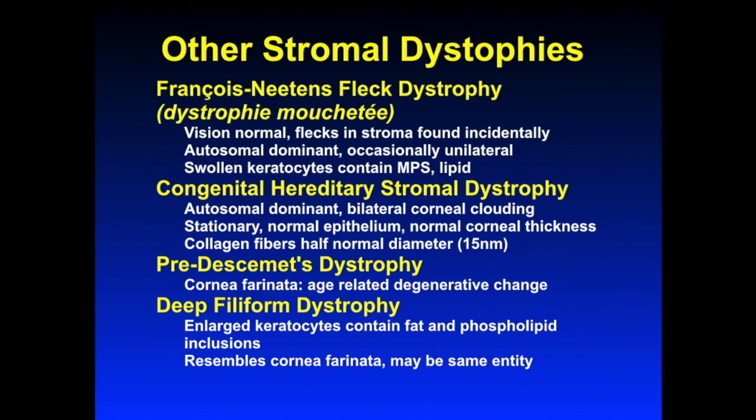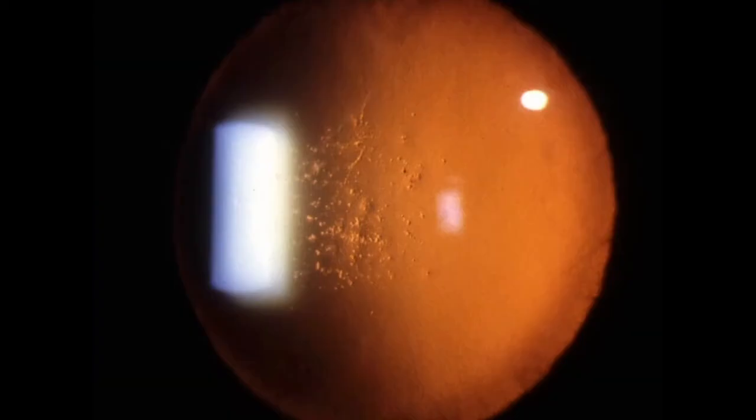UBIAD1 gene. Other rarer stromal dystrophies include François-Neetens' fleck dystrophy or dystrophy mouchetée. Mouchetée means flies. The deposits tend to look like fly specks. You have CHED, congenital hereditary stromal dystrophy, and these other ones that I'm not particularly familiar with. François-Neetens' is almost a medical curiosity. The deposits actually don't interfere with vision very much.